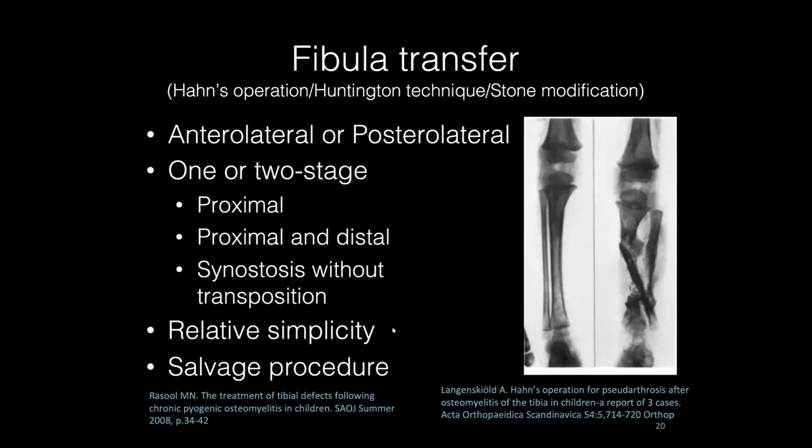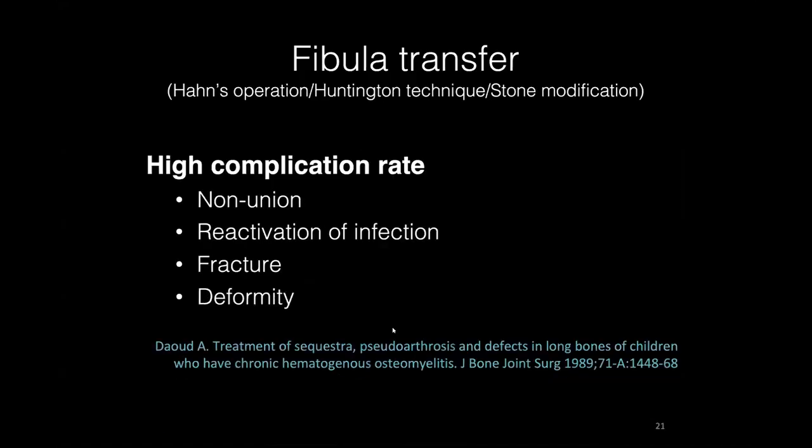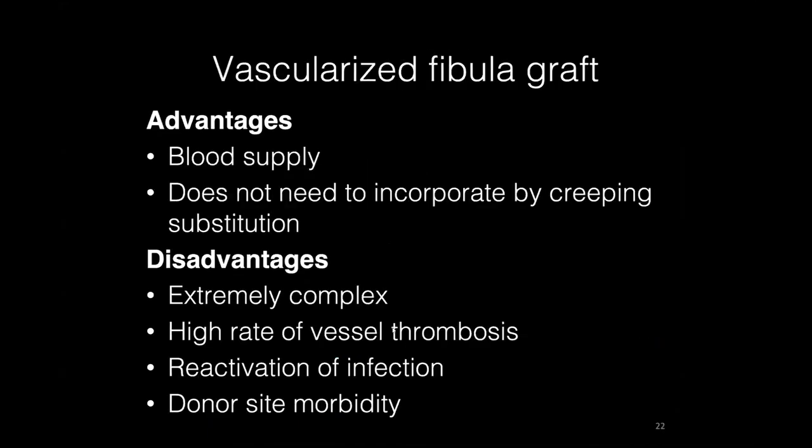And the next procedure is the fibular transfer. Many different variations of this technique have been described, both in terms of surgical approach, staging it, proximal and distal transport, or synostosis without transposition. It's relatively simple only when compared to bone transport, and it is still a salvage procedure because it still has a high complication rate with non-union, infection, reactivation, fracture, and deformity that can occur.